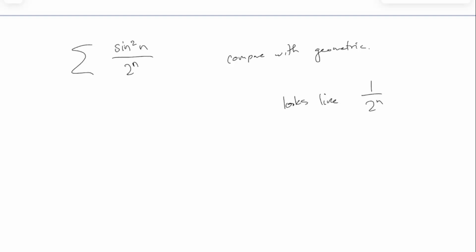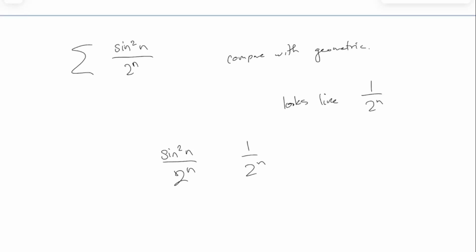And that one, we talked about this. This one actually adds up to 2, right? That's a geometric series. You can work that out. The difference, though, is this sine squared of n. How are these fractions related? They're almost the same, right? One is less than the other. My comparison is going to be like this.